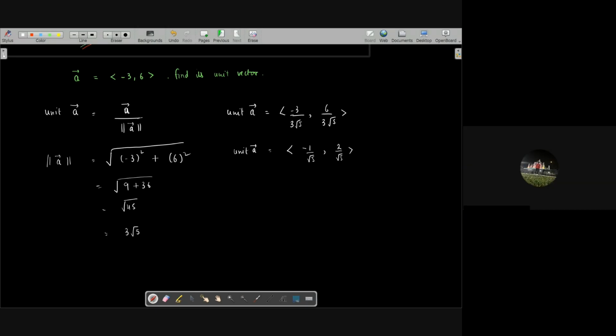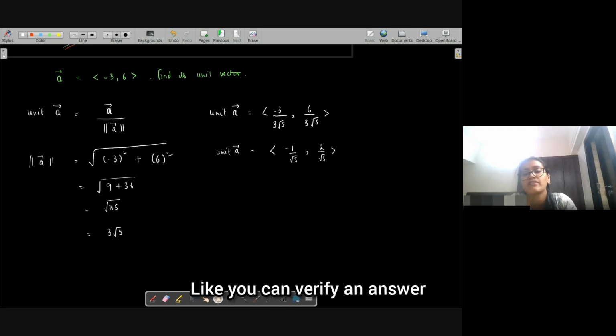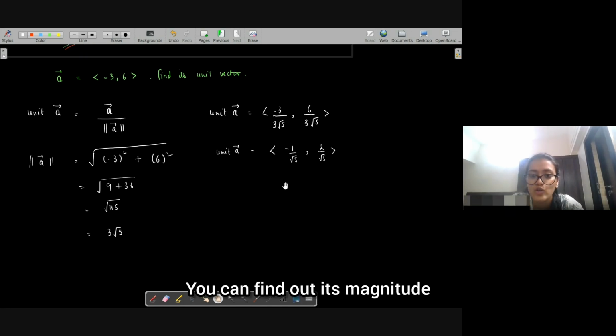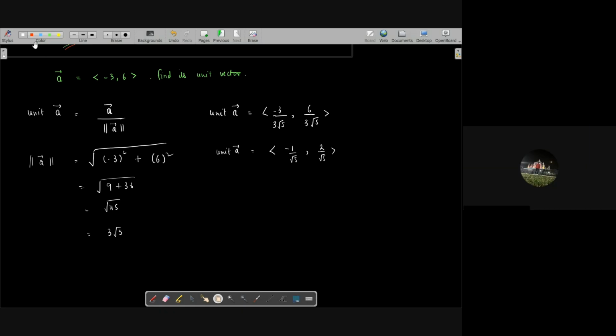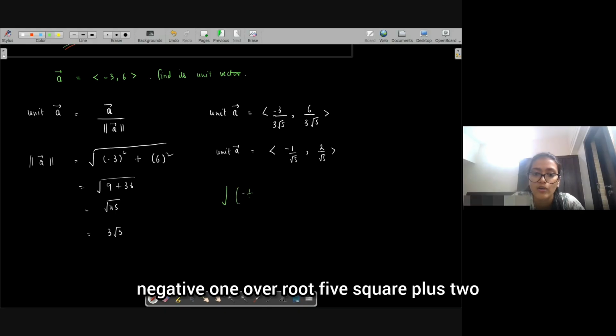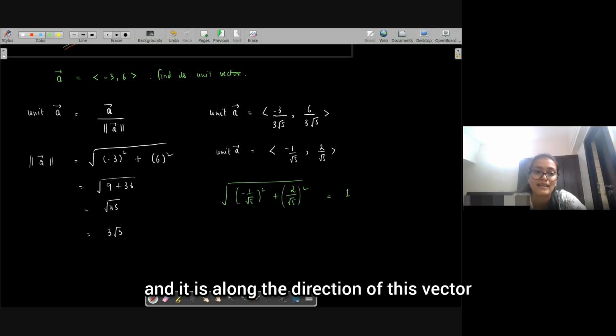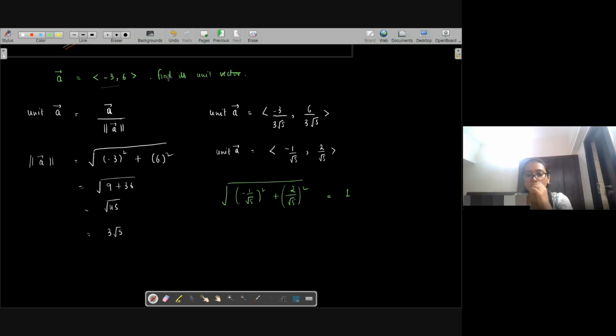Now, you can verify your answer by finding out its magnitude. You will get 1. If you want, you can verify: square root of (-1 over root 5) square plus (2 over root 5) square. When you simplify it, you will get 1. That means this is a unit vector and it is along the direction of this vector.